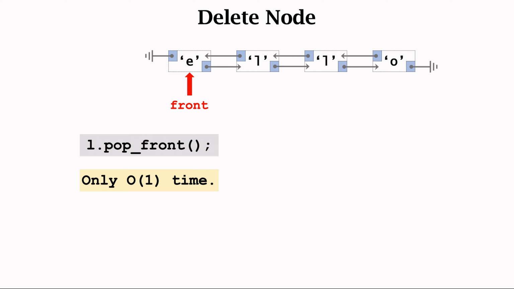Recall that vector also allows the insertion and deletion operations in the middle. But such operations are slow. They have O(n) time complexity. In contrast, lists can very efficiently insert and delete nodes.